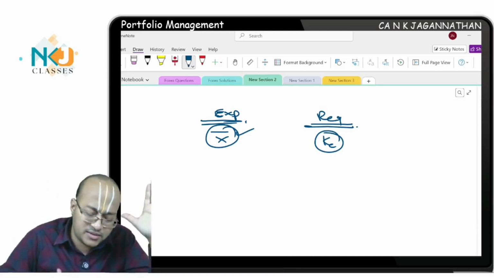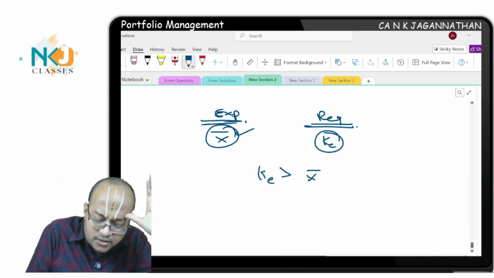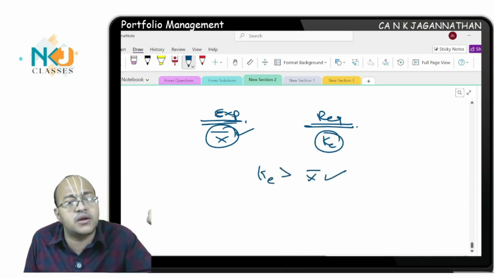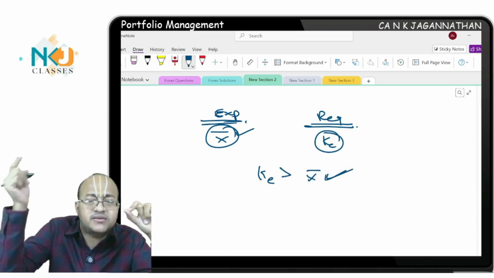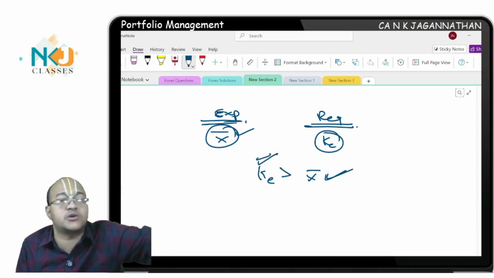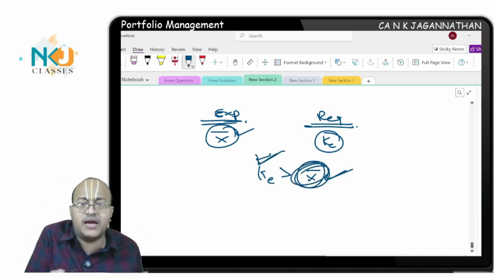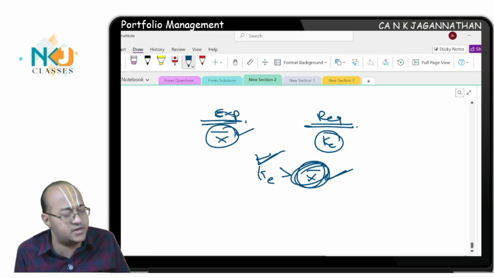So what I'm trying to say is that when the required rate of return, which is Ke, is greater than the mean return, see the expected return, mean return, na? The mean return is what the security is giving. The required rate of return is what you require from the security or you expect from the security. Are you listening to what I'm trying to say? Sir, whatever the security is giving, the mean only I will expect, na? Mean only I will require. Why do I require more than mean?